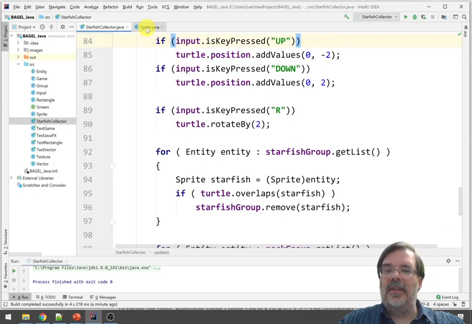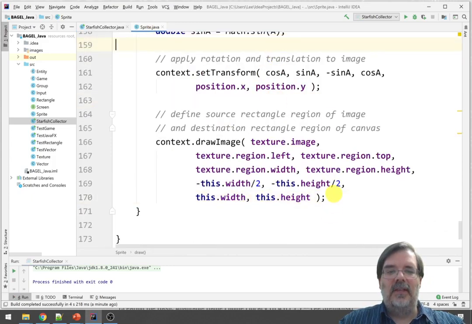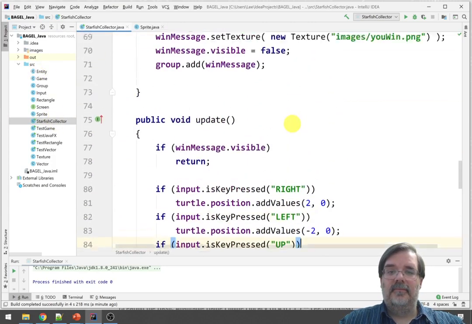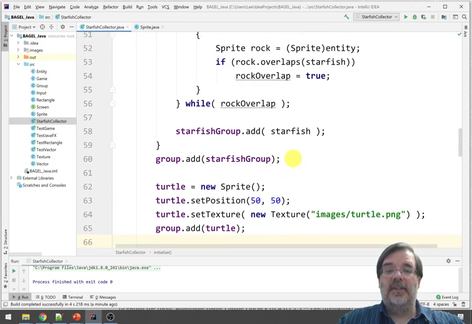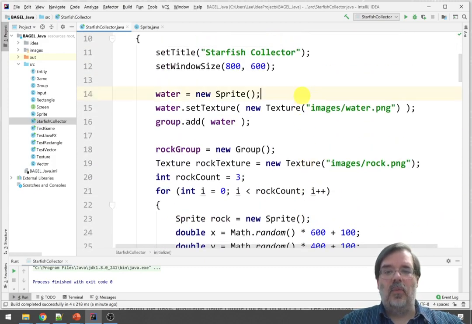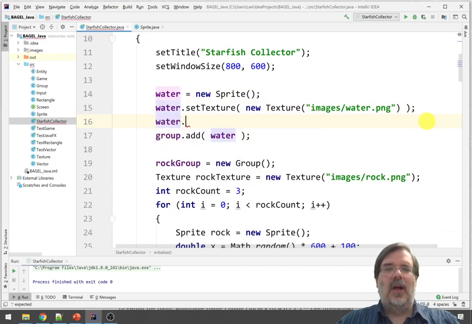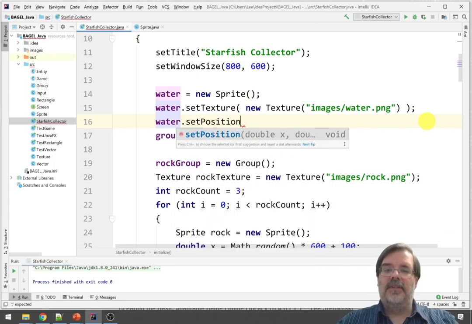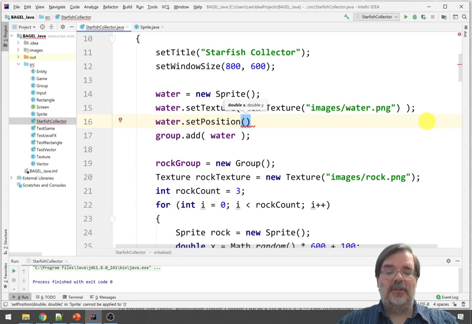So that's just something to think about in the Sprite class. It doesn't really mean we have to change any of this code, but it does mean when we create our game, where do we want to position the center of these objects? So for instance, when we first created the water, we didn't set its position, because by default x and y are both set to 0. But in this case, since x and y are now being interpreted as the center of a sprite, I do want to say water.setPosition to, in this case, the middle of the screen. Since the window size is 800 by 600, I'll set its position to 400, 300.